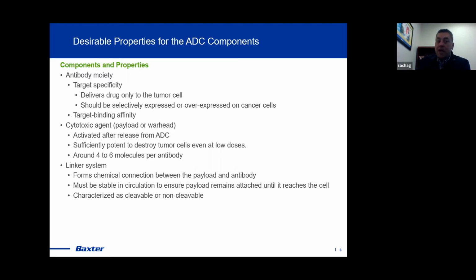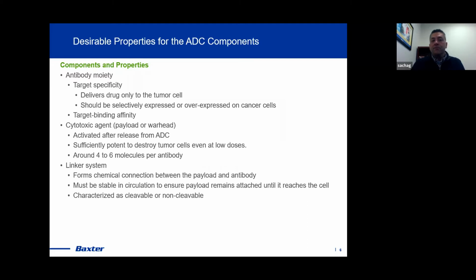The cytotoxic agent, often known as the payload or the warhead that's attached to that antibody, we would like it to stay firmly attached to that antibody until it reaches its desired point or target. This allows us to provide very low doses, but still kill those tumor cells.